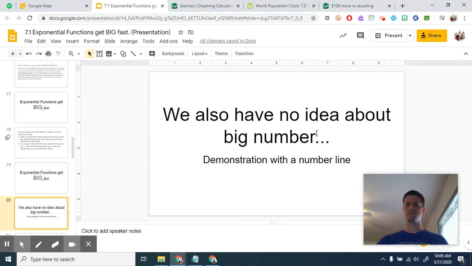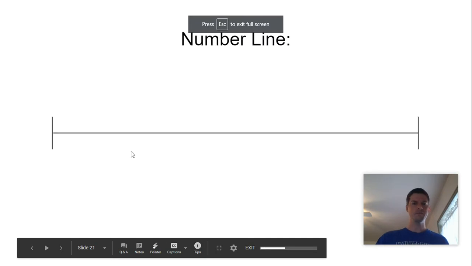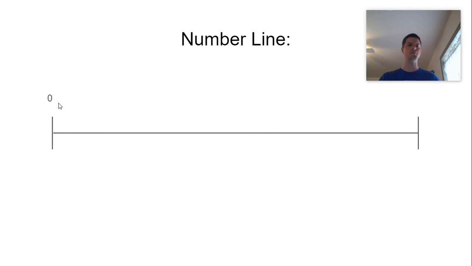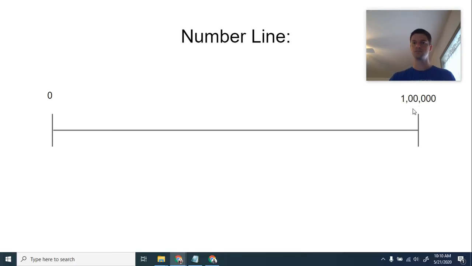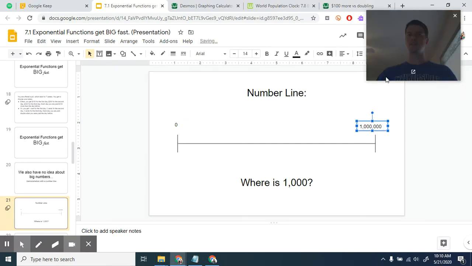About big numbers, big numbers. I want to show you with the number line, okay? So let's say this number line right here. All right, we got a number line. And on the left of the number line is the number 0. And all the way to the right is a million. Whoopsies, 1 million. There we go.